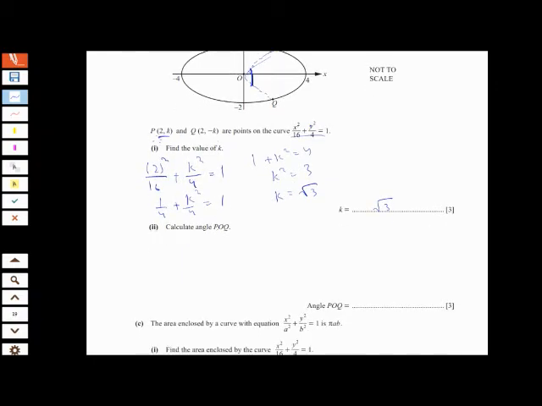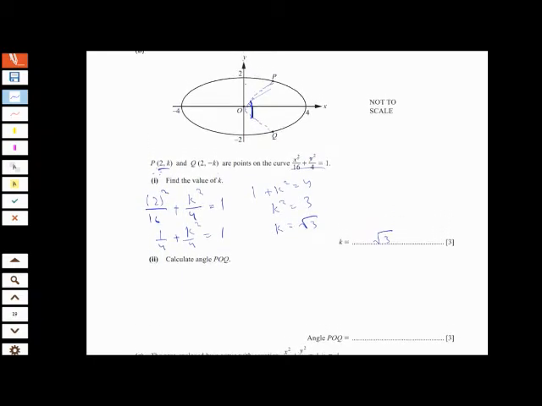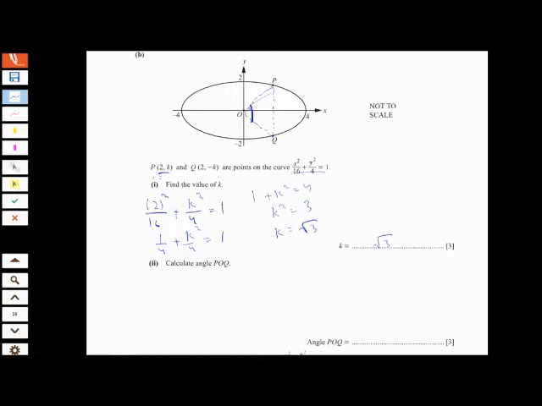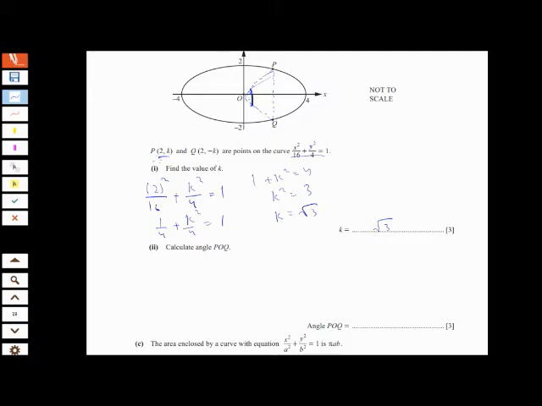How can we calculate this angle? If you connect the point P and the point Q together, you will see that you have a triangle right here. Let's divide these two triangles. They're basically two identical triangles, this triangle right here and this triangle right here. And so we know the point P is 2k. k is square root of 3, so let's write it down.